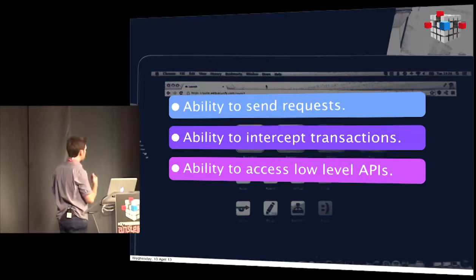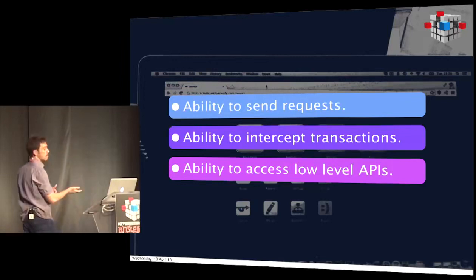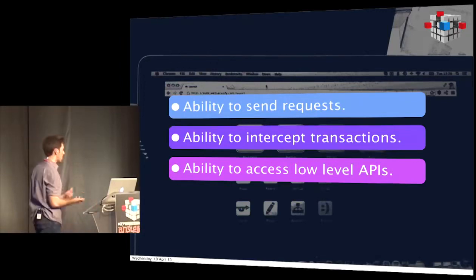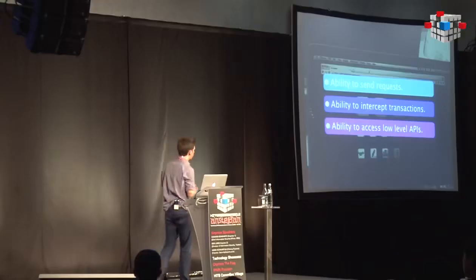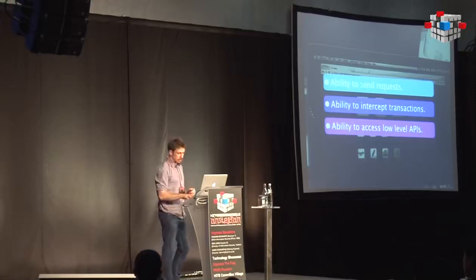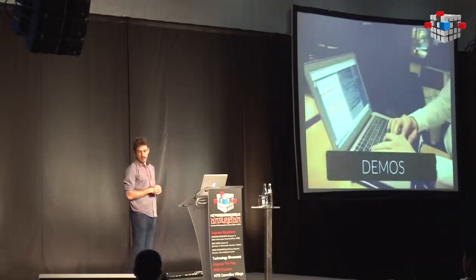So using this set of things, we can send requests to any arbitrary point. We can intercept transactions. By saying transaction, we can intercept requests and responses. And we can also access low-level APIs.